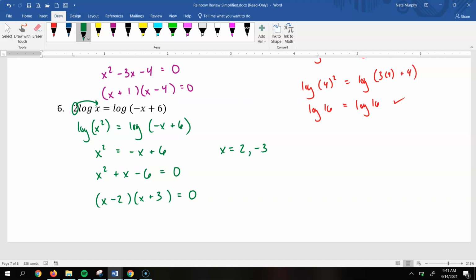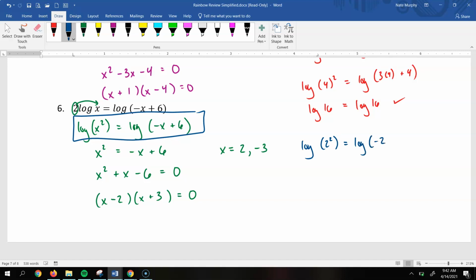But remember, it could be that maybe we would have an extraneous solution here. So let's see if that's the case. I'm going to check this with the first one, when x is 2. So again, I'm going to check it with this one here. So we would have the log of 2 squared equals the log of negative 2 plus 6. Well, 2 squared is 4, so we'd have the log of 4, and on the right side, negative 2 plus 6 is also 4. So we'd have log of 4 equals log of 4, so that checks, so that worked out.